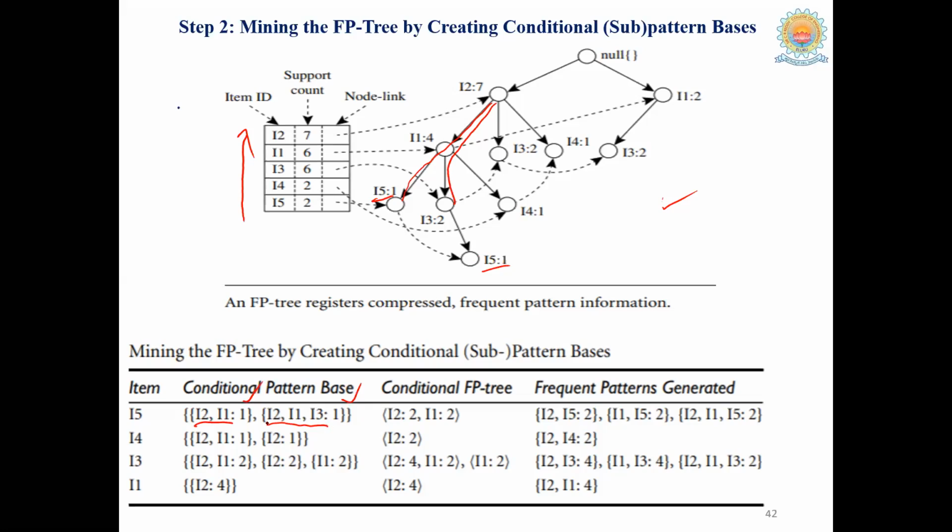Like this, you first fill the first column, which is nothing but the conditional pattern base. And coming to the second column, the conditional FP tree. How to construct this? Based on this, here we have two I2s.